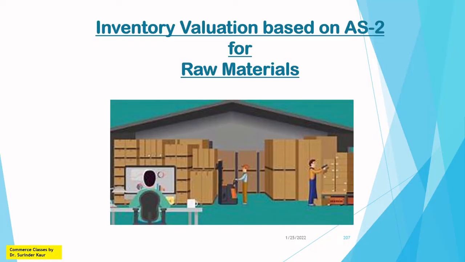Greetings everyone. Today we'll be understanding inventory valuation based on AS2, the second accounting standard, relating to valuation of raw materials. As per AS2, inventories should be valued on the basis of the LCM rule, that is, least of cost or market price. In case of raw materials, the term market price is replaced with net replacement cost, that is, the price at which you can replace your present inventories. So the least of cost price or net replacement value will be considered for valuation of inventories.